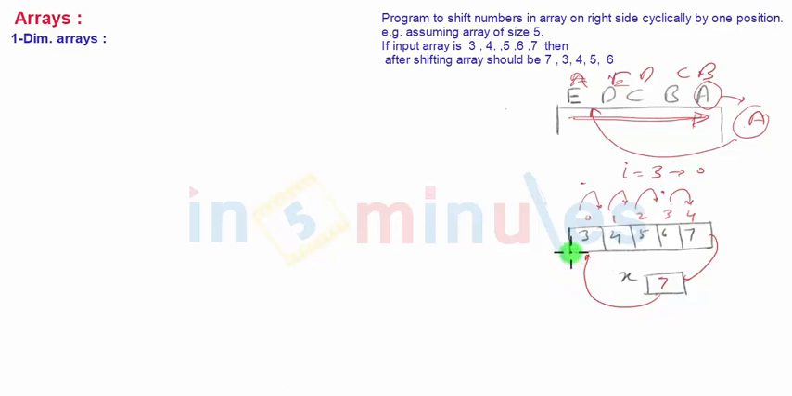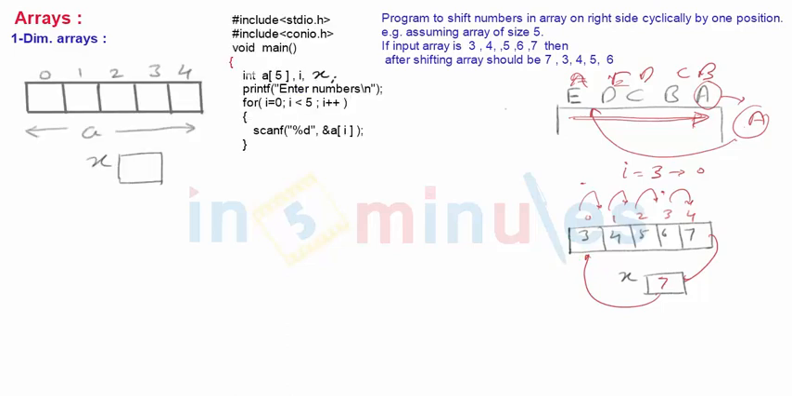Now, assuming the logic is very clear, we'll go for a program step by step. We'll see it again with the example. So first we have defined an array of size 5, I as an index variable, X to store the value aside, and then we have input the 5 numbers into array. Let's take an example. The input numbers are 3, 4, 5, 6, and 7.